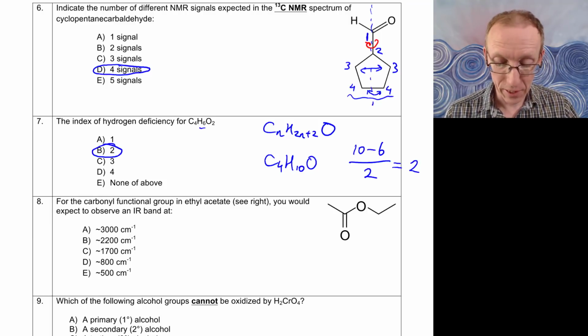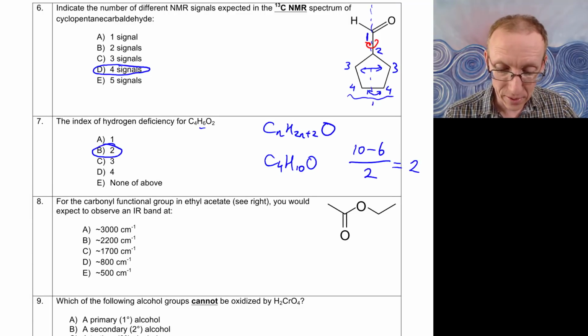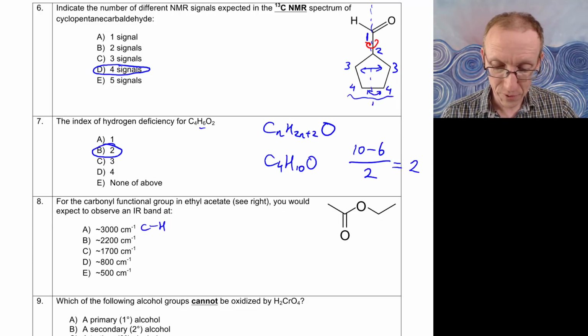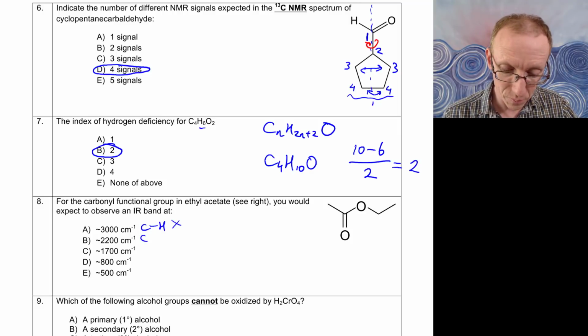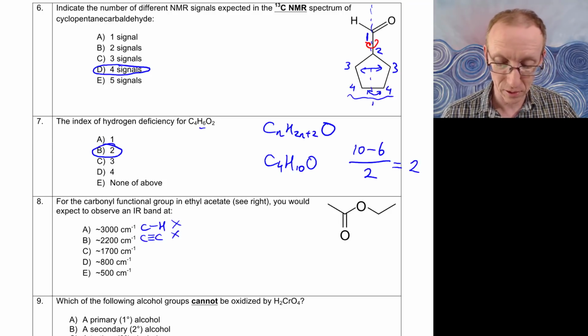Question 8. For the carbonyl functional group in ethyl acetate, to the right here, would you expect to see an IR band at each of the following? So 3000 would be CH bonds. So that doesn't correspond to the carbonyl CO bond, so not that one. 2200 would normally be a carbon-carbon triple bond. We don't have that. That's not a carbonyl group.